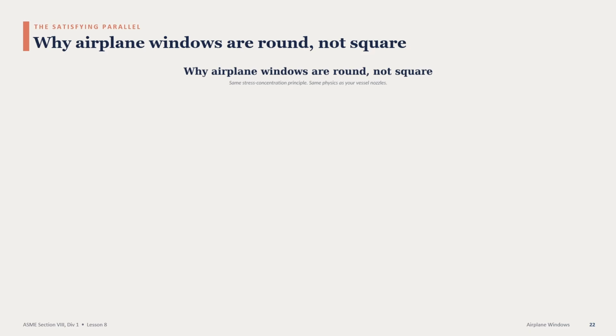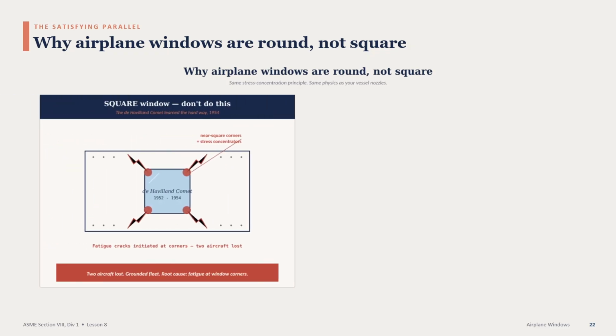One more thing before we finish. A story that turns the abstract into unforgettable. If everything we just learned about stress concentration around holes is right, then it shouldn't apply only to pressure vessels. It should apply to any structure with holes and cyclic loads. And it does. Here is the most famous example in engineering history.